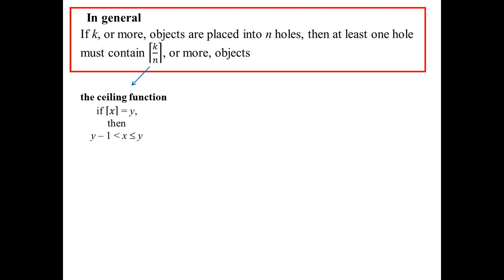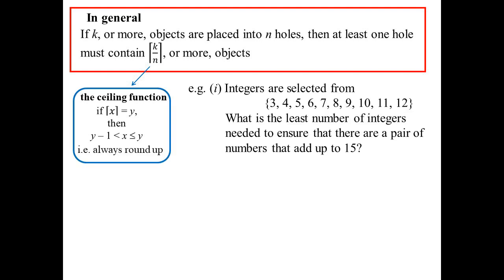Basically it means round up regardless. So if you've got an answer of 4.1, the ceiling function of 4.1 would be 5. The ceiling function of 4.3 would be 5. 4.7 would be 5. 4.0000001 would be 5. So basically, ceiling function, round up regardless. There's your formal definition. If the ceiling function of x is equal to y, then x must be somewhere between y minus 1 and y. Always round up.